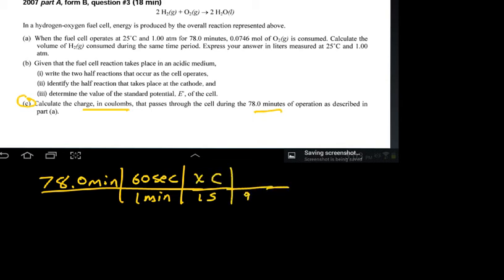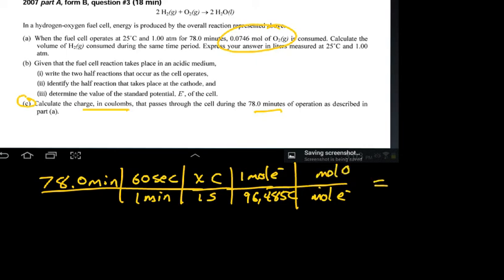And then we know there's 96,485 coulombs per mole of electrons. That's Faraday's constant. And then we get to the point where we have to convert moles of electrons to something. And you notice they're not specifying what it is that we're moving towards. But you notice that we knew some things up here. We knew how many moles of oxygen got produced. And so if we went to moles of oxygen, then we could say that it produced 0.0746 moles of oxygen. You notice normally we go to grams, but here we don't really have to.